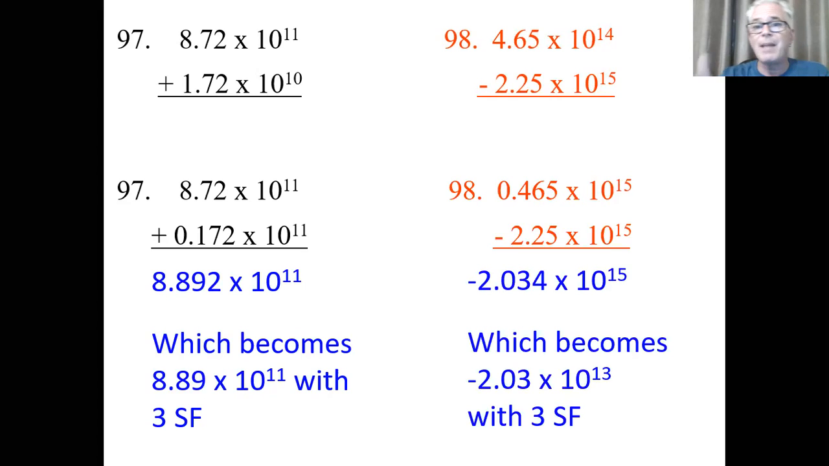Let's see what I did. I made them both 10 to the 15th. So the bottom number, 2.25 times 10 to the 15th, that's fine. The top number, I made the exponent 10 times bigger. I got to make the coefficient 10 times smaller, and instead of 4.65, it's 0.465. And now I got to subtract. Okay. 0.465 minus 2.25 happens to be a negative number. That's okay. Four significant figures there. You can't have that. You got to go to three significant figures. So it's going to be negative 2.03 times 10 to the, oops, another mistake.